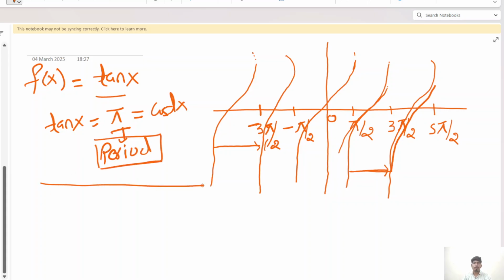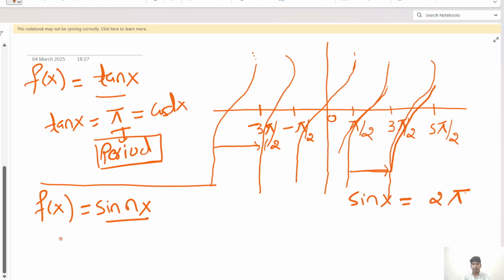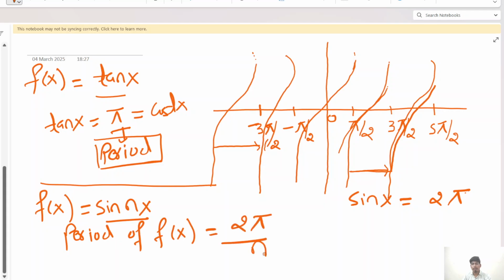Now we define the period for f(x) equal to sin nx. We know the period of sin x is 2 pi. Then the period of sin nx, the period of f(x), is 2 pi divided by n.